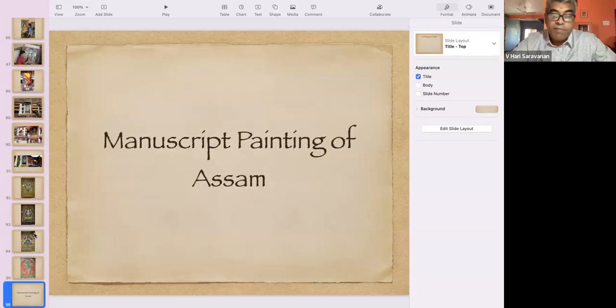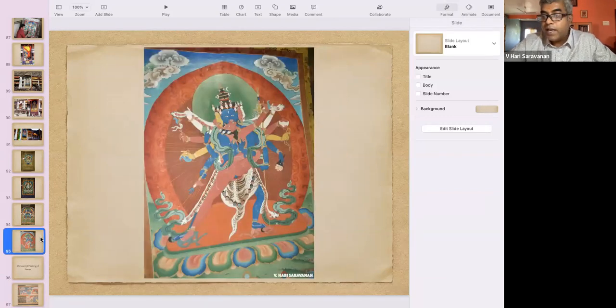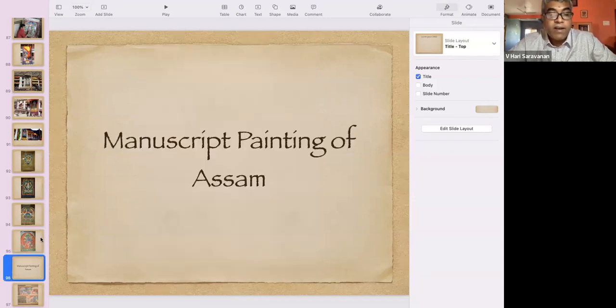Next, we go on to the manuscript painting of Assam. Manuscript painting of Assam is a very old tradition. Kamrupa is the old name for modern-day Assam. Kamrupa king Bhaskara Varma made a present to Harshavardhana of Kanauj. This is mentioned in Bana's Harsha Charita, where in the 7th century he made a present of manuscript paintings, along with a set of painting materials.